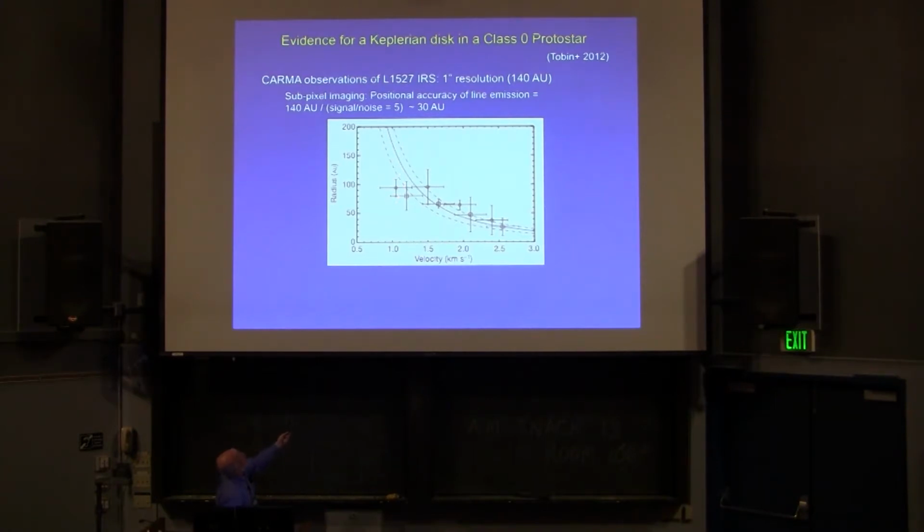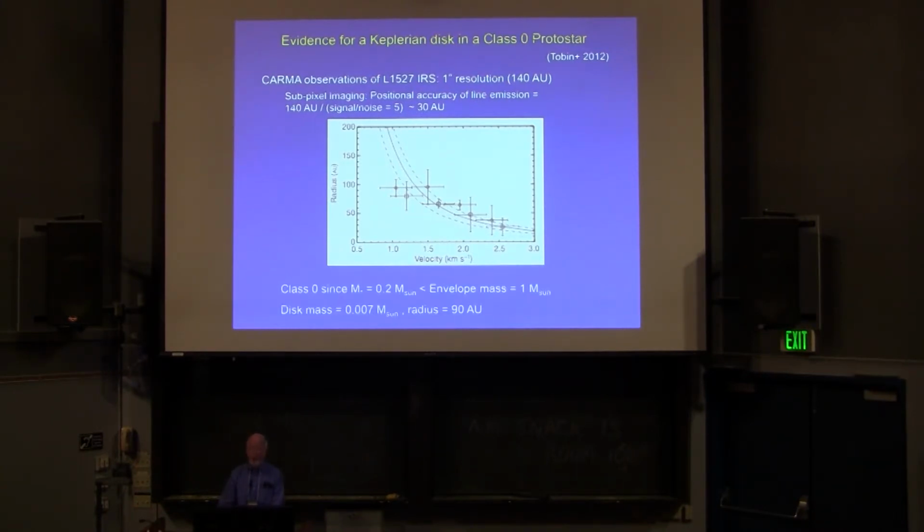Keplerian rotation curve. And as you go to higher and higher velocity, and you're on smaller and smaller radii, the data are consistent with this Keplerian rotation curve.